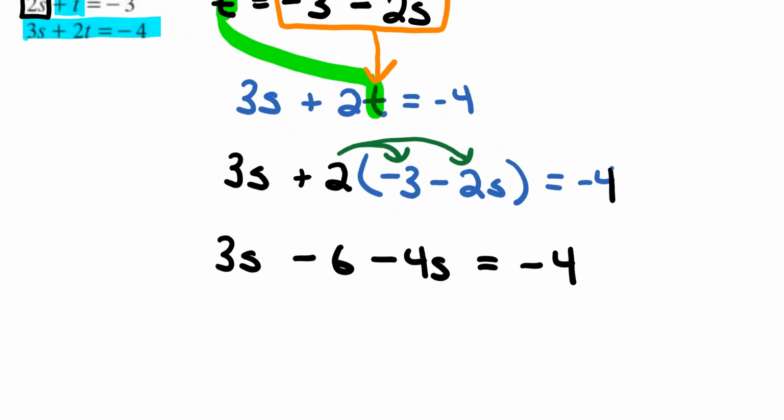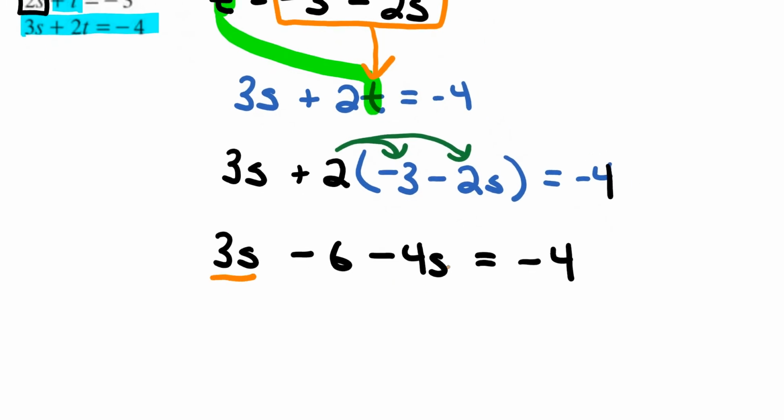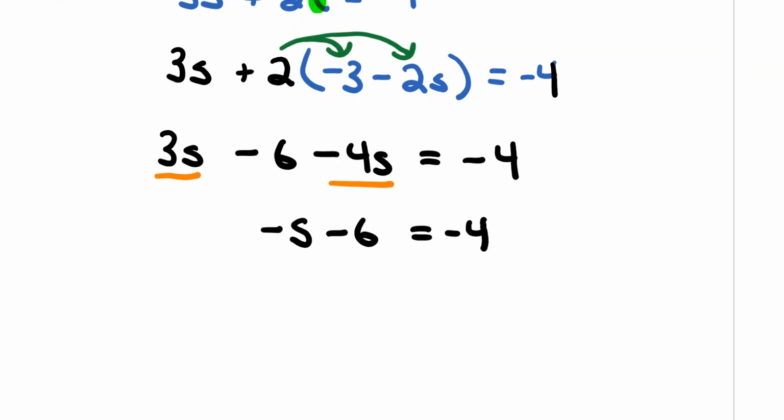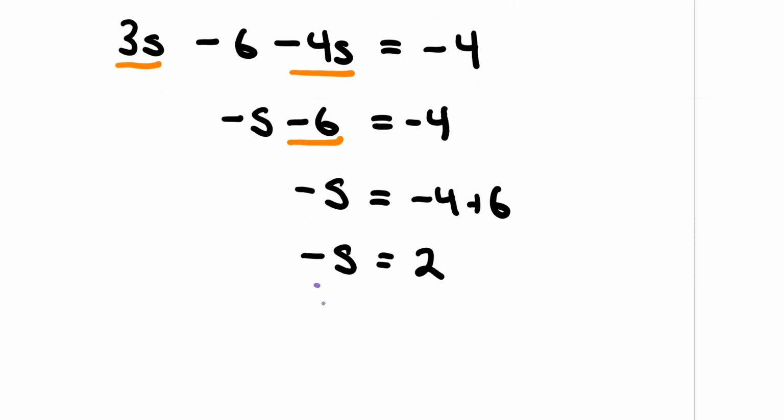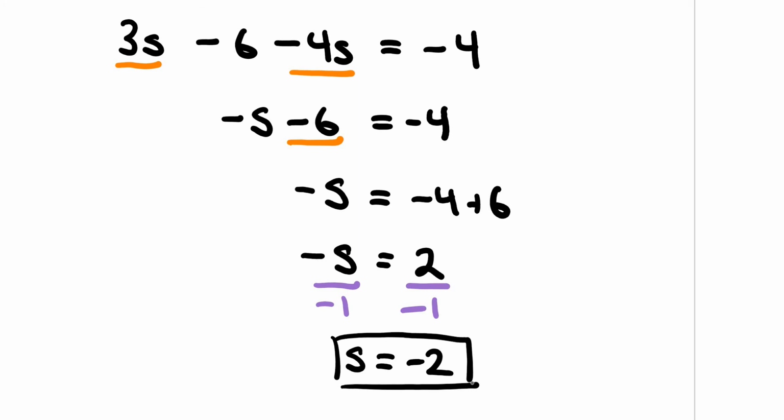Okay, and then let's go ahead and collect like terms again. Here's 3s minus 4s. That's going to be a negative s minus 6 equals negative 4. And let's go ahead and solve for s here. I can bring this negative 6 to the other side. So if I do that, I get negative 4 plus 6. So negative s would equal positive 2. And if I divide both sides by that negative sign, which is the same thing as divide by negative 1, I get s equals negative 2. All right, so s equals negative 2.